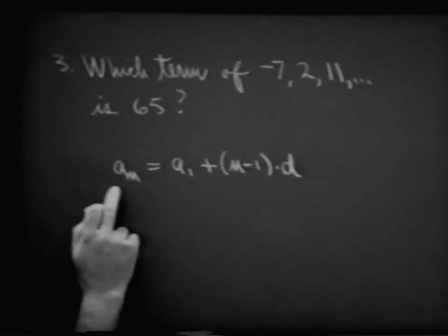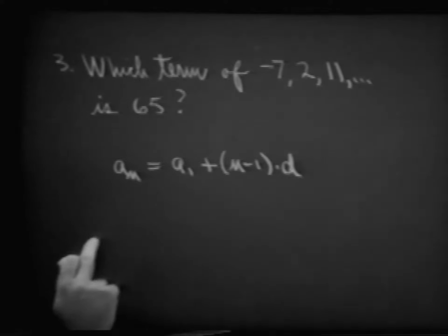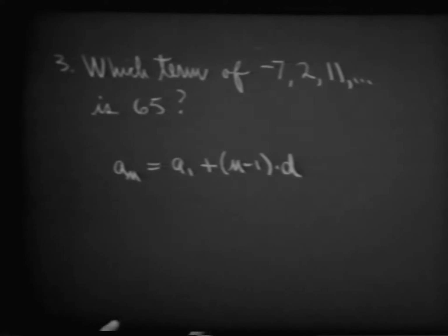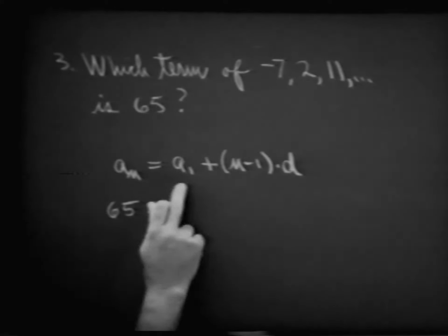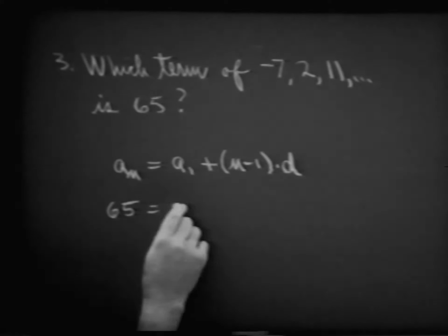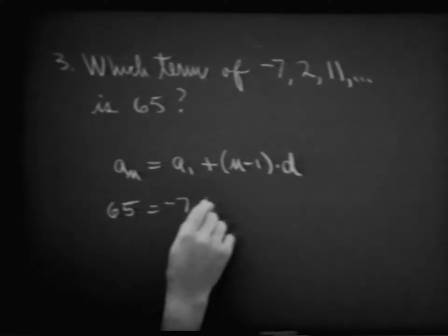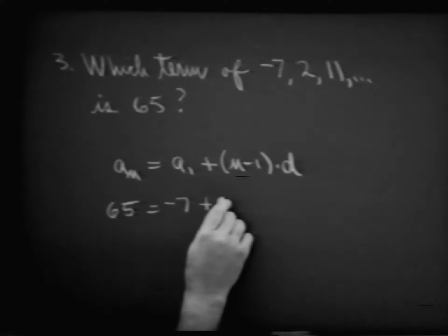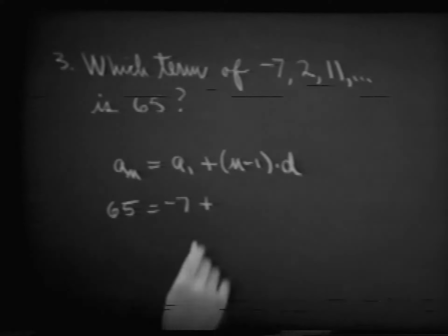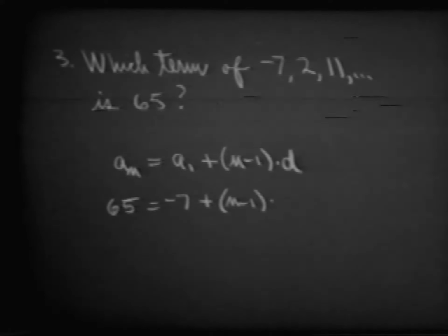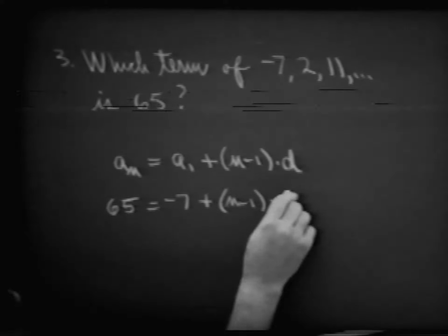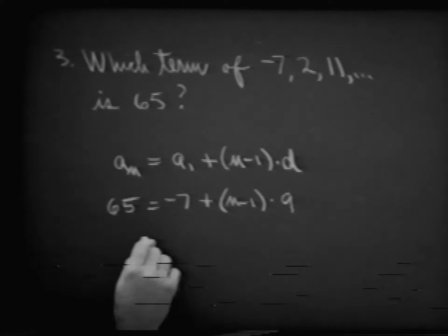And now we know that this a sub n is equal to what number? That's the number 65, all right, is equal to, we know what a sub 1 is, namely negative 7, plus, and now what we do not know is this number n, all right? So we have here n minus 1 times, and we still know what our common difference is, namely 9. Okay, now let's just do the arithmetic here.